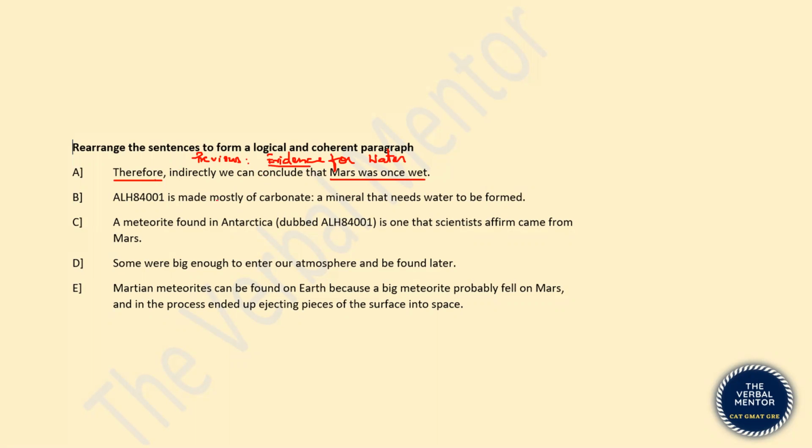The only such sentence is sentence B, which says ALH 84001 is made mostly of carbonate, a mineral that needs water to be formed. Therefore, we can conclude Mars had water, which means the first concrete pair that we can easily figure out is BA.